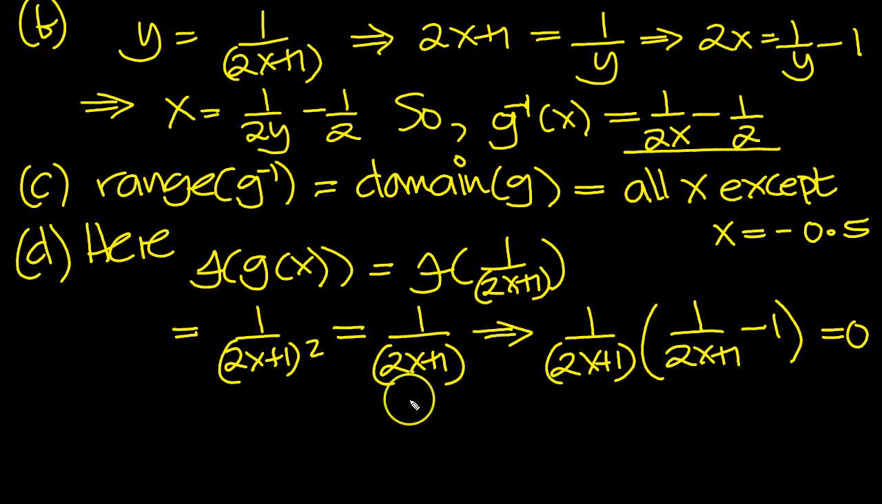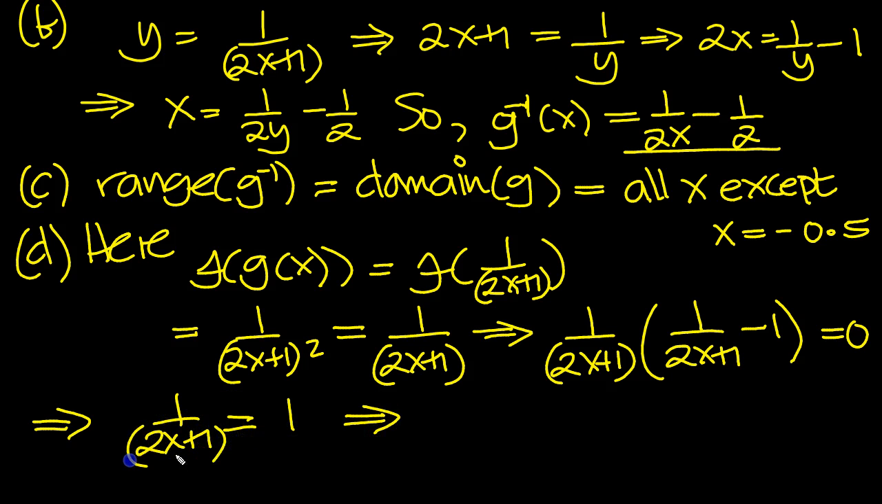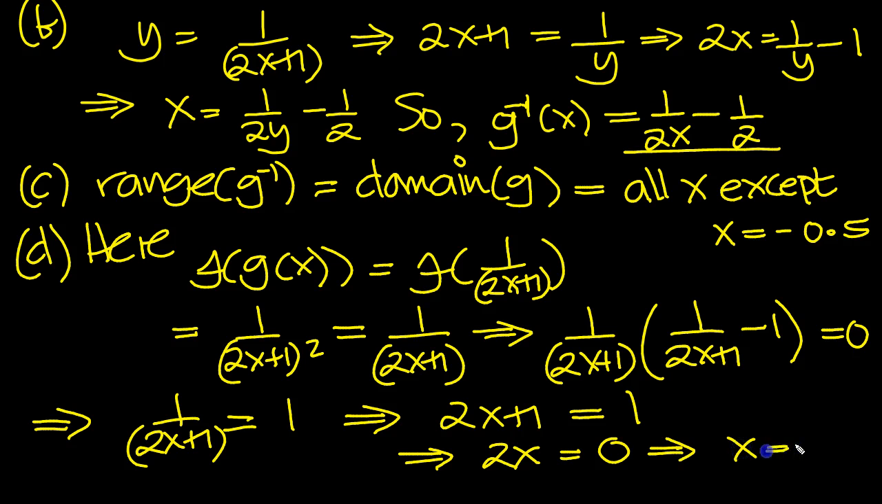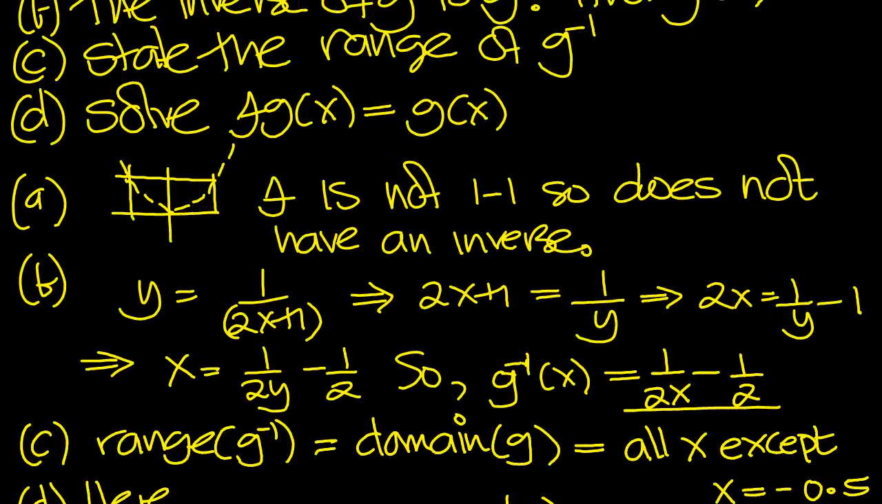But this one will equal 0, so it implies 1 over 2x plus 1, when does that equal 1? Move the 2x plus 1 up then, to times 2x plus 1 is equal to, and I'm reading it from right to left, it will equal 1. So 2x is equal to, move the 1 over, we get 0. So x equals 0 is the value that we get when we solve that equation. So that was part D.